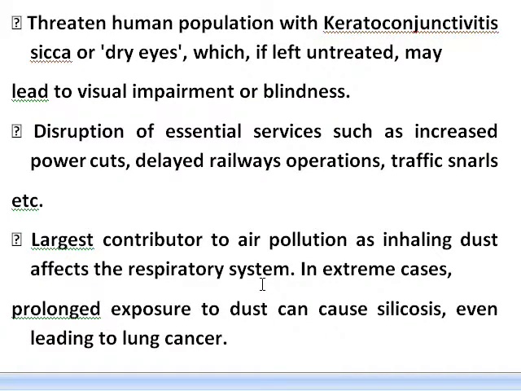Dust is the largest contributor to air pollution, as inhaling dust affects the respiratory system in extreme cases. Prolonged exposure to dust can cause silicosis, even leading to lung cancer.